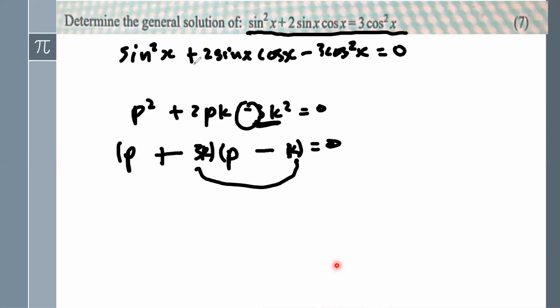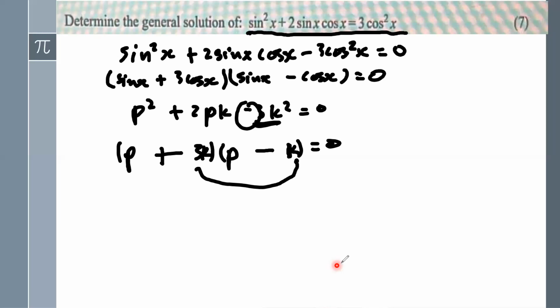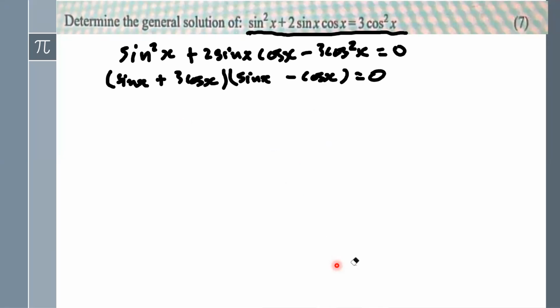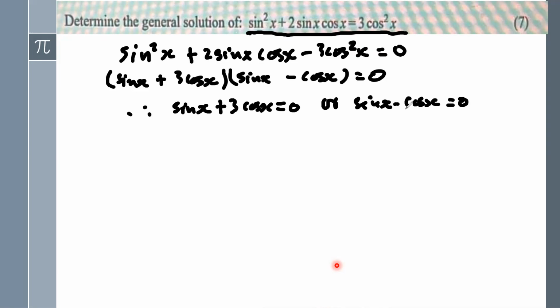If we mirror this into what we are given, it means I can factorize this whole thing as (sine x plus 3 cos x)(sine x minus cos x) equals 0. I've seen learners leaving out the 0, and as a result, we're going to penalize you for bad notation. From here, we work on the zero product. We know either sine x plus 3 cos x is 0 or sine x minus cos x is 0.